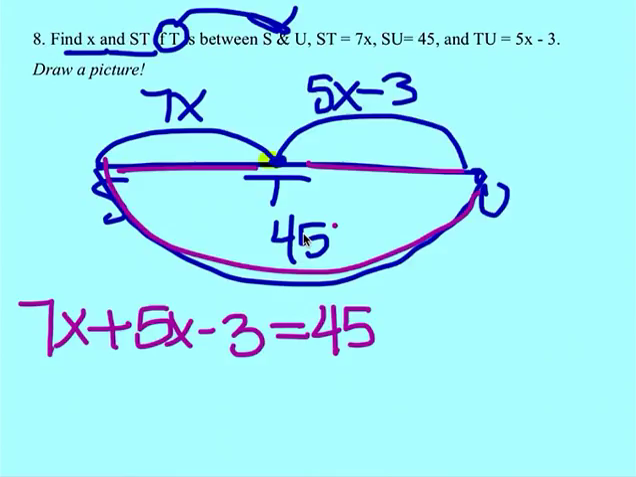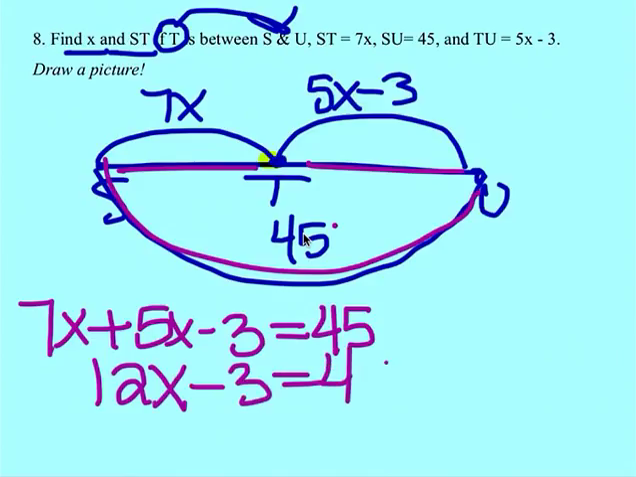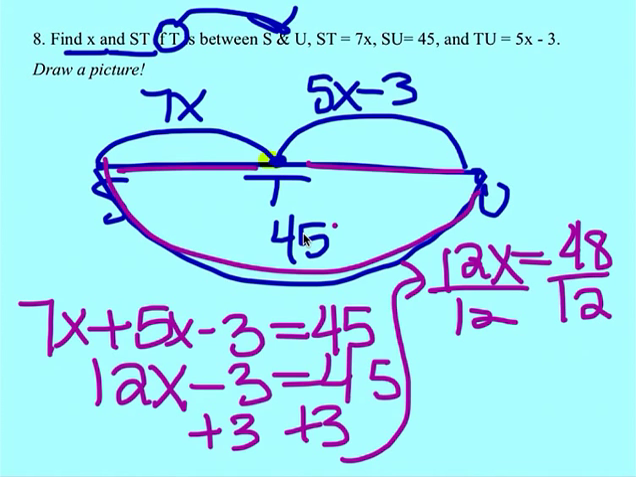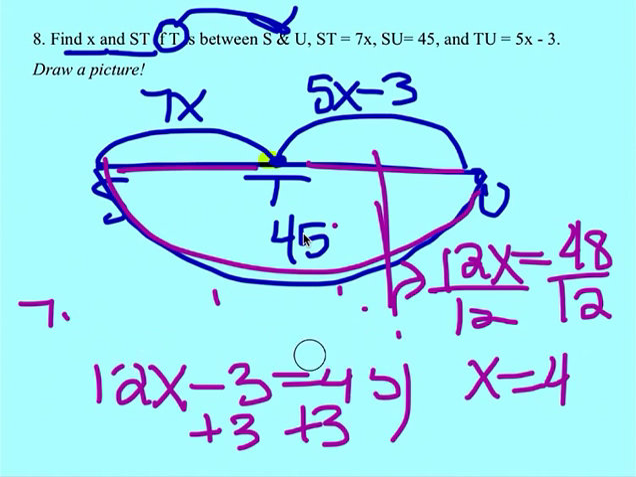So I have 7x plus 5x is 12x, and then minus 3 is equal to 45. Then I can add 3 to both sides, and I end up getting that 12x is equal to 48. Then I'm going to divide both sides by 12, and I get that x is equal to 4. Okay, so now I know that x is equal to 4.